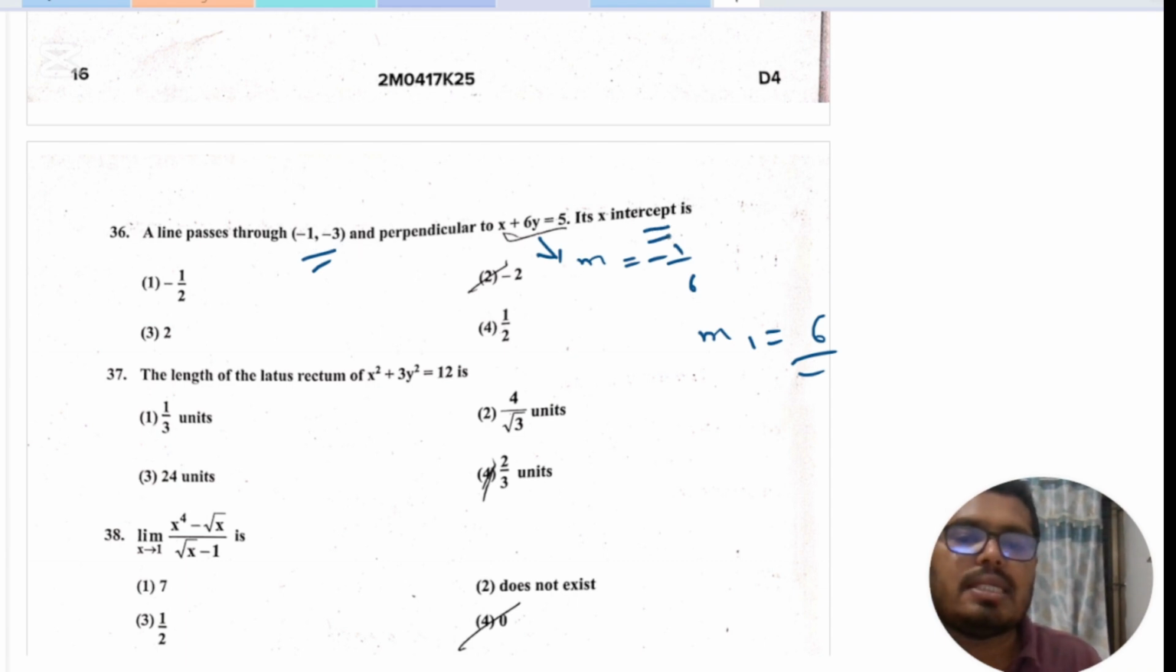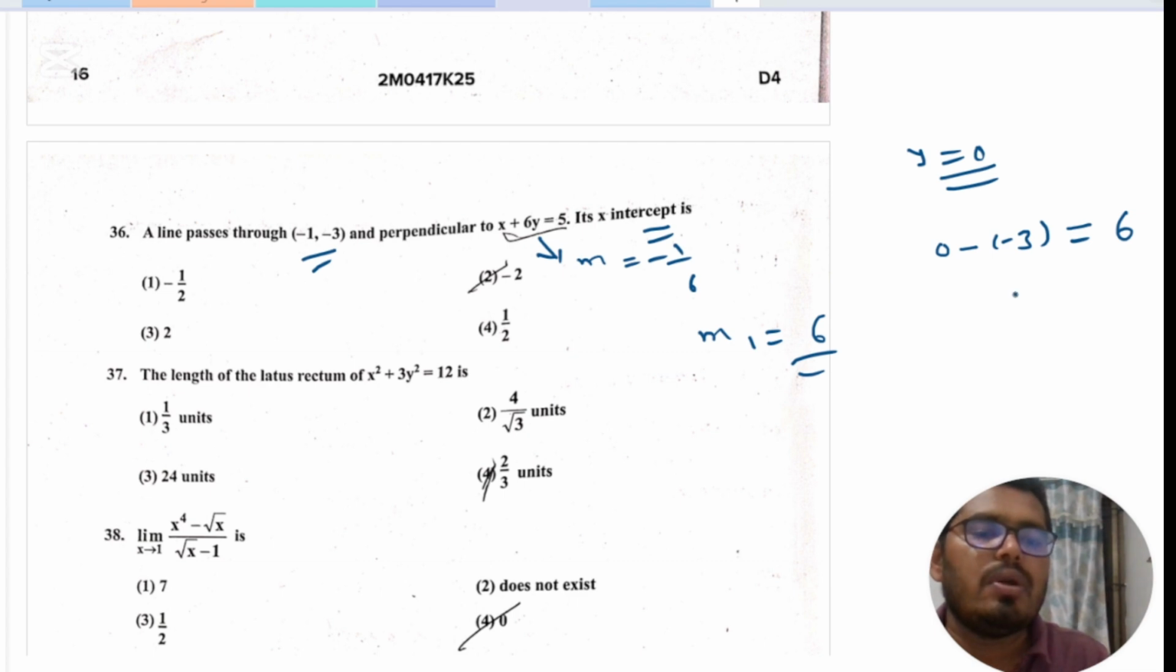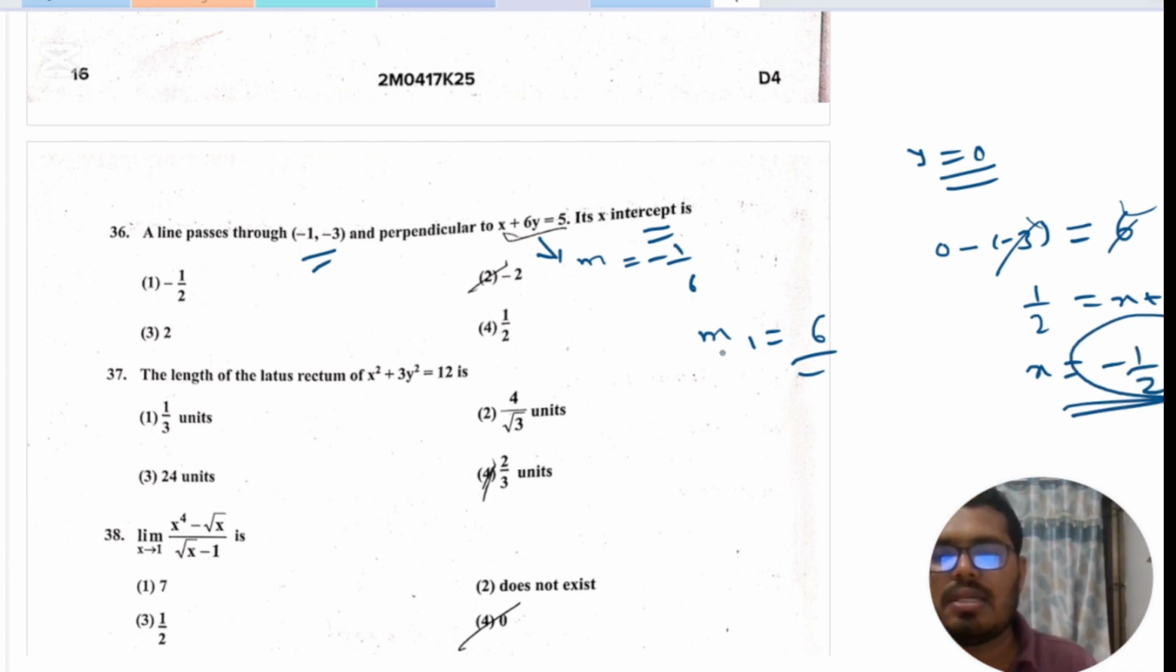Then they asked for the x-intercept. X-intercept means you put y equal to 0. Therefore, 0 minus (-3) is equal to the slope, which is 6, times (x minus x1). x1 is -1, so x plus 1. Therefore, 3 is equal to 6 times (x plus 1), so 1/2 is equal to x plus 1. x is equal to -1/2. Okay, it is the x-intercept. The x-intercept is -1/2.